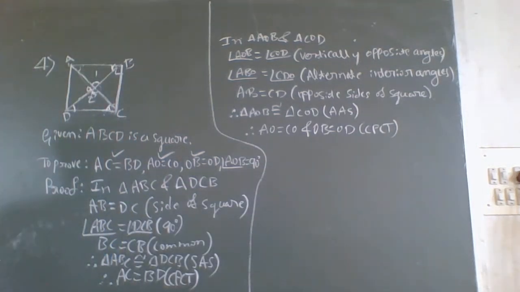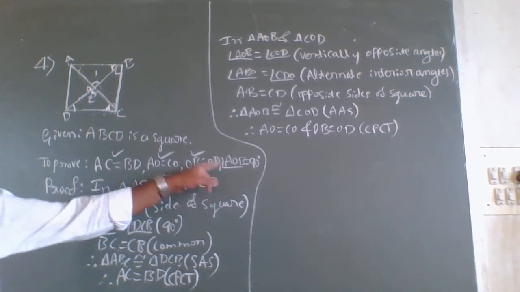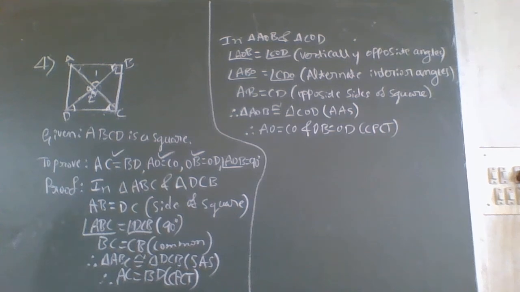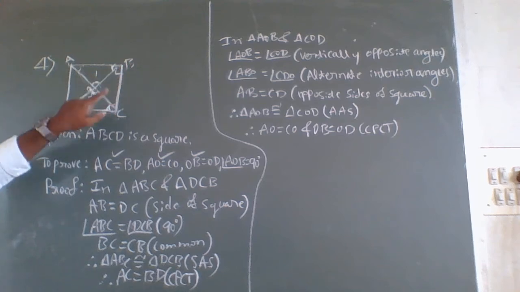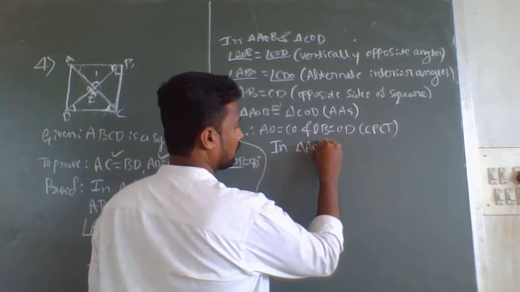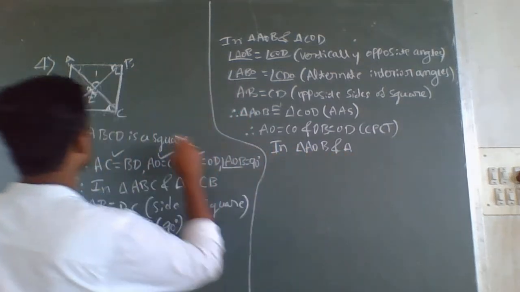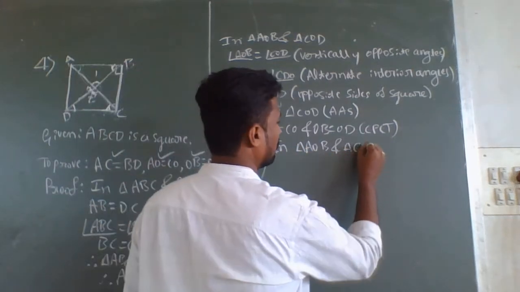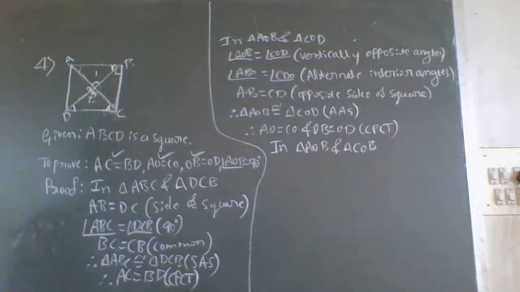So now I will consider the last one. What we have to prove? These two diagonals bisect each other in such a way that they are perpendicular to each other. Therefore, we should prove that angle AOB is equal to 90 degrees. So for that I will consider triangle AOB and triangle COB.